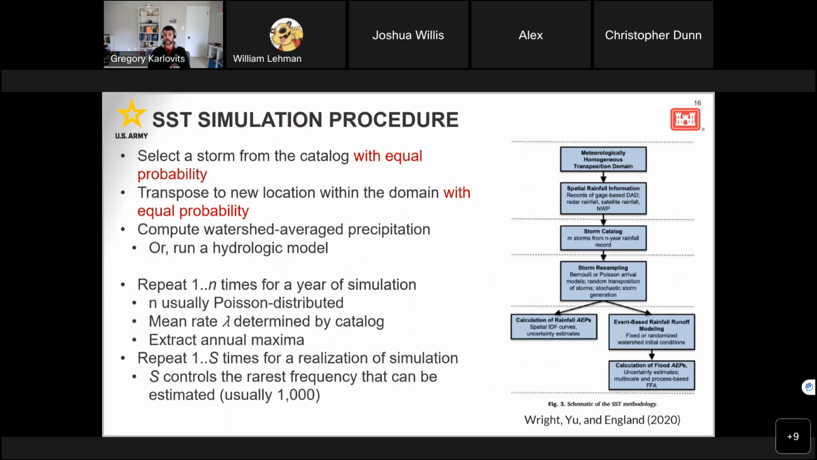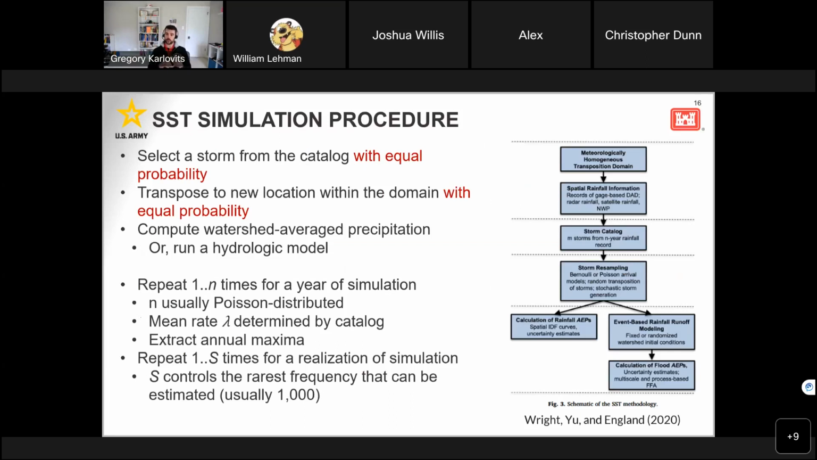Then what you do is you take it and you move it from where it occurred in reality to a new location within your transposition domain. And the transposition is also done with equal probability. That means that the transposition has a uniform distribution in both its x and its y coordinate. Now, the transposition domain isn't always a rectangle, and so sometimes they have kind of odd shapes that really try to capture the meteorology in that area. But when you move it around, you're basically assuming, going back to the definition of our transposition domain, that that storm is likely to have happened at any other place within that transposition domain. And so we're going to take advantage of that assumption. We're going to move that storm to a new location.